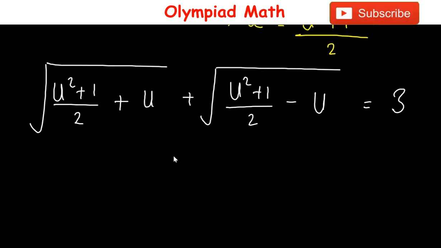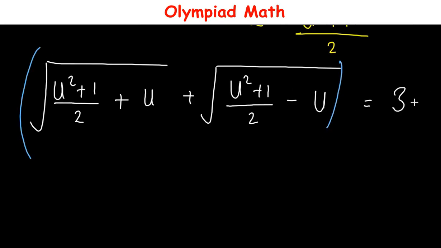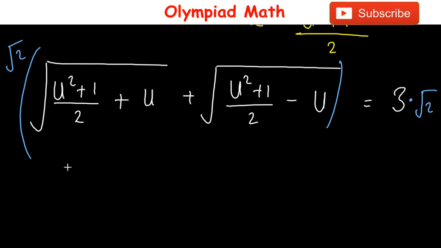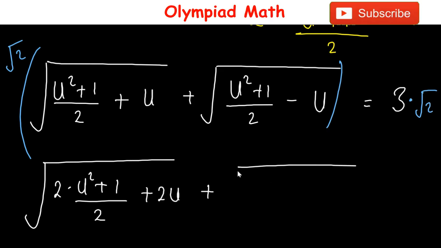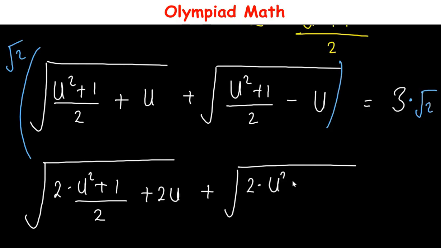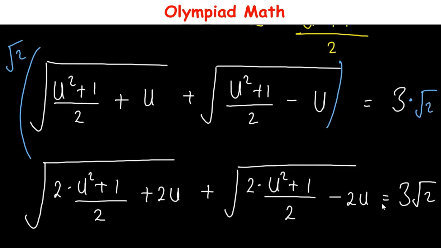So at this junction, we are then going to multiply this equation by the square root of 2. So multiply this equation by the square root of 2. Multiplying this, all of this equation then becomes the square root of 2 times u squared plus 1 divided by 2, plus 2u, then plus the square root of 2 times u squared plus 1 divided by 2, minus 2 times u, and this equals 3 times the square root of 2.